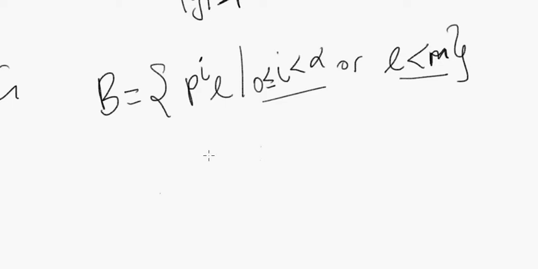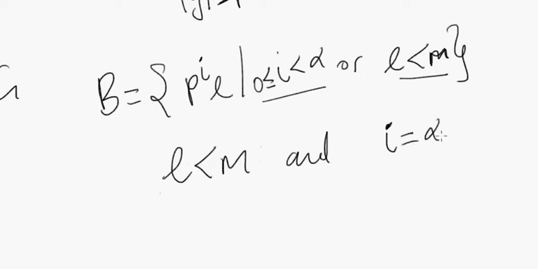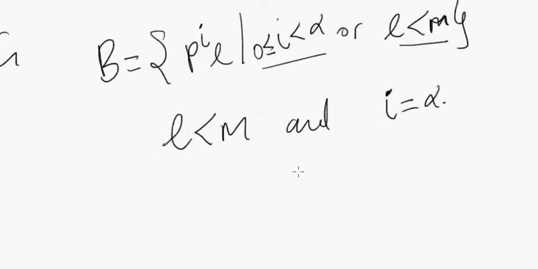Okay. Well, if it's an OR statement, it means that one can be true and the other one isn't, right? So, for instance, is it possible for l to be less than m and i to be equal to alpha? Well, if this is true, if l is less than m and i equals alpha, well, what's wrong with that?